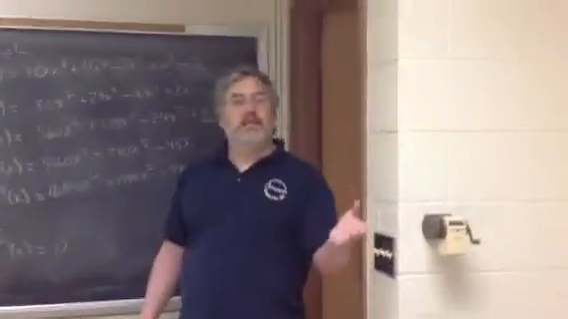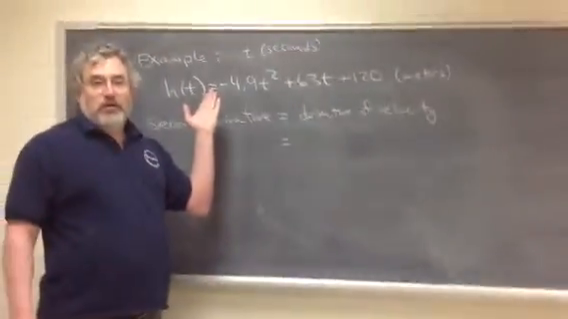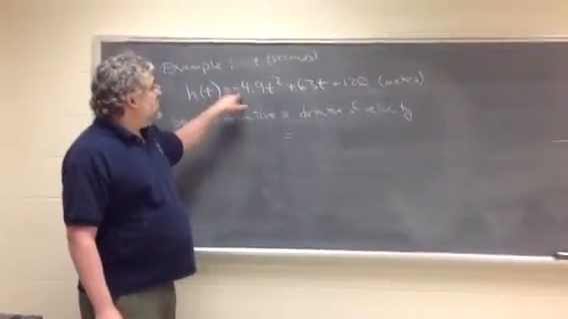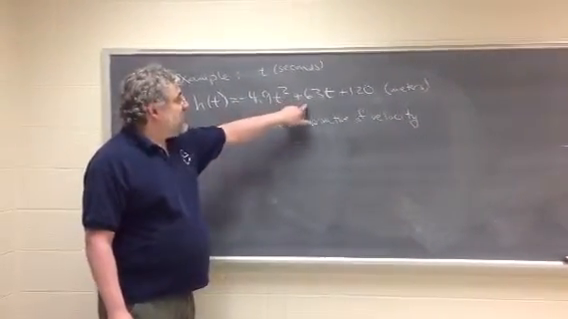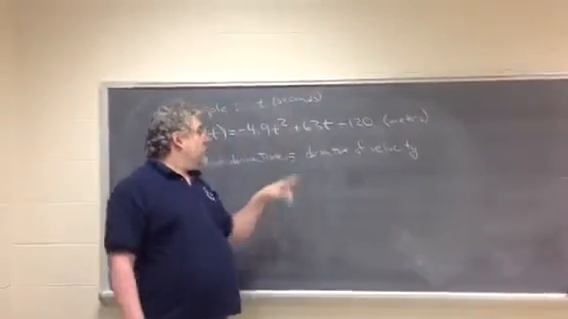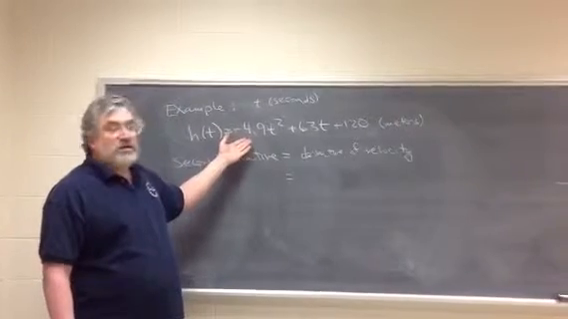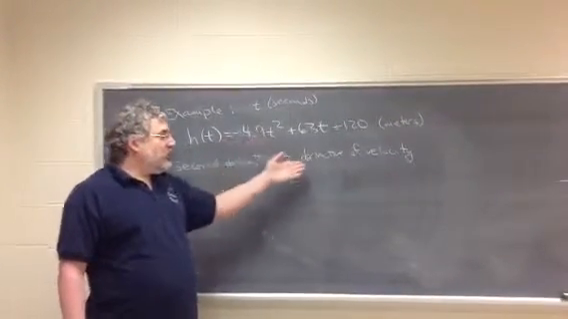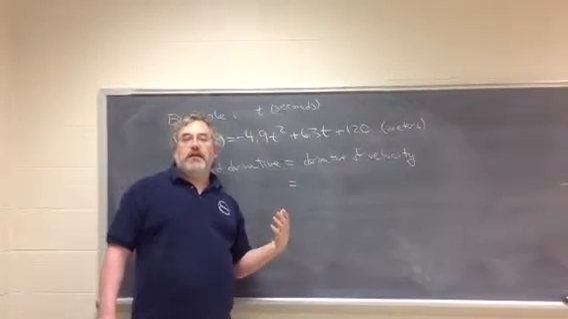Let's talk about another example from motion. You may recall this height problem from the previous day's work. The height was minus 4.9 t squared plus 63t plus 120 meters, where t is in seconds. The derivative was the velocity. So the second derivative will be the derivative of that, the derivative of velocity, the change in velocity.